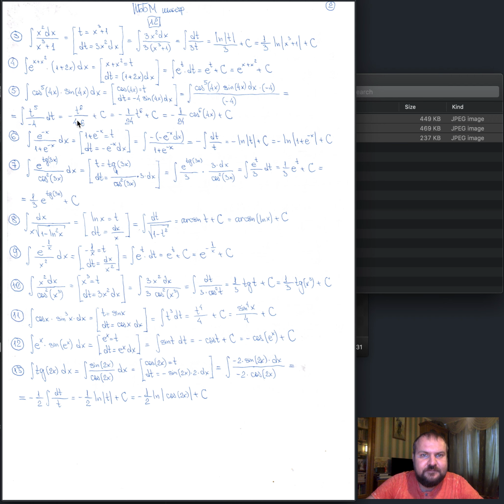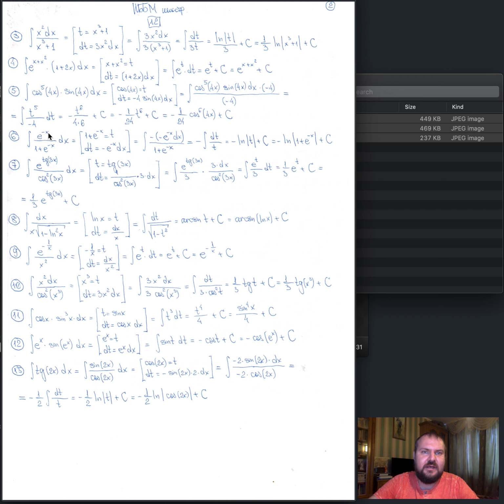It would be minus t to the power 6 divided by 6. Don't forget this minus 4, plus constant. We calculate that in the denominator it would be minus 1 by 24 t to the power 6 plus constant, and we return the previous value. It would be minus 1 by 24 cosine to the power 6 of 4x plus c. That's all.